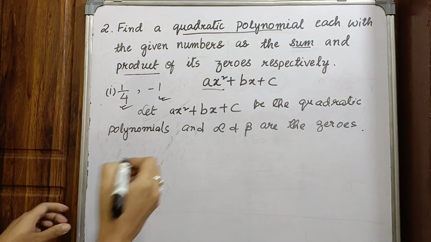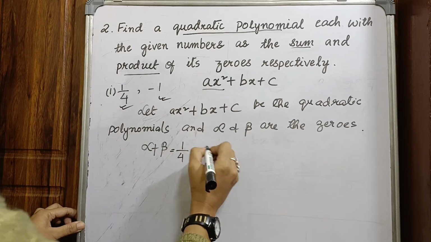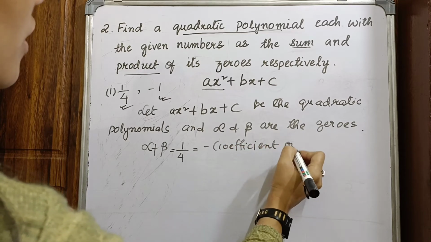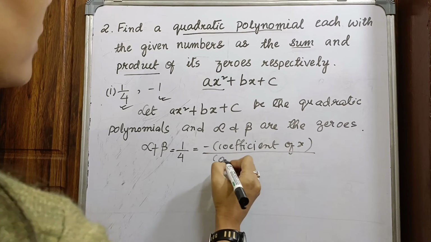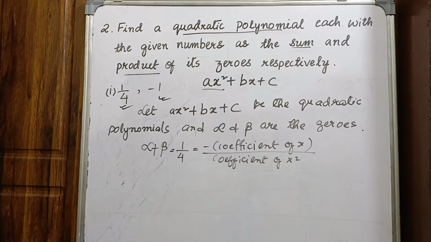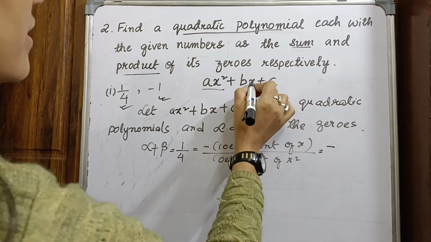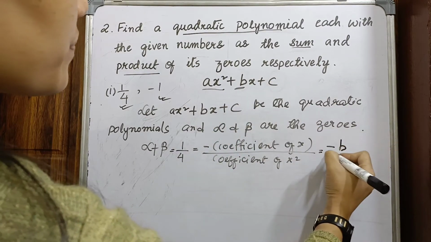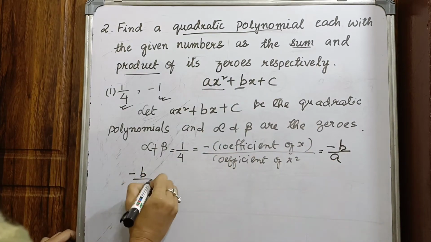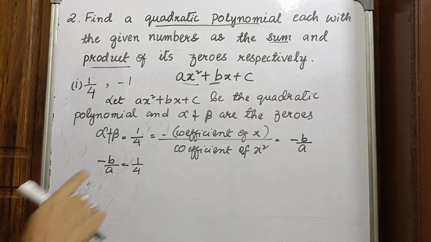So here we are given the sum, so we'll write here sum of the zeros equals 1 by 4, which is minus of coefficient of x by coefficient of x square. Now you see what is minus of coefficient of x? Minus, and coefficient of x is along with x, this is b, and coefficient of x square is a. So we get minus b by a equals 1 by 4. Now this is the sum.